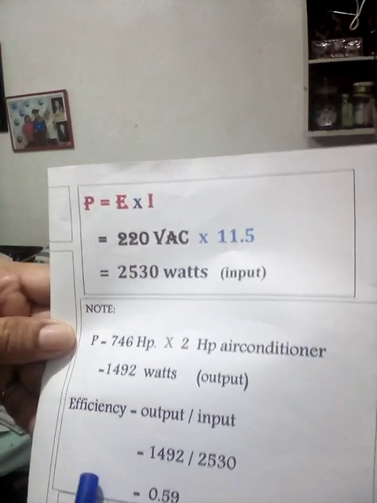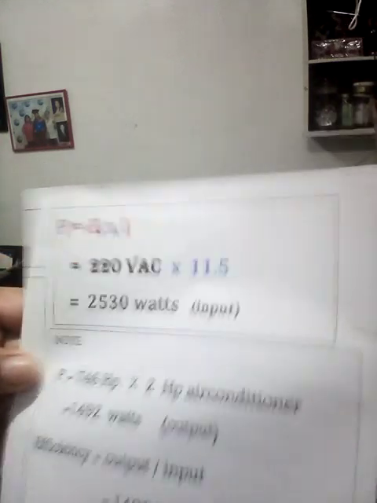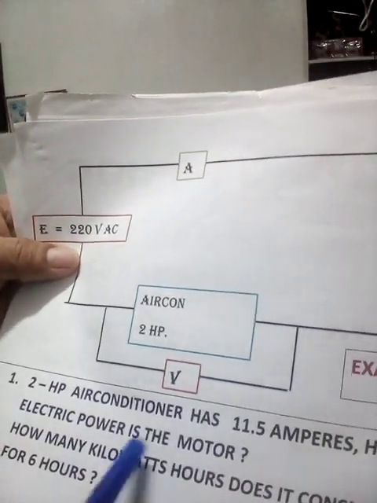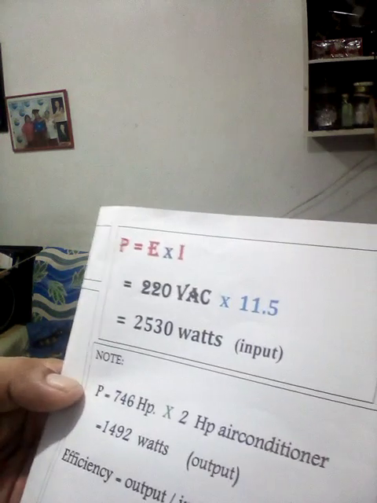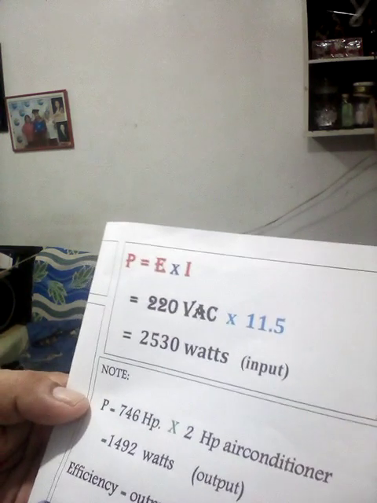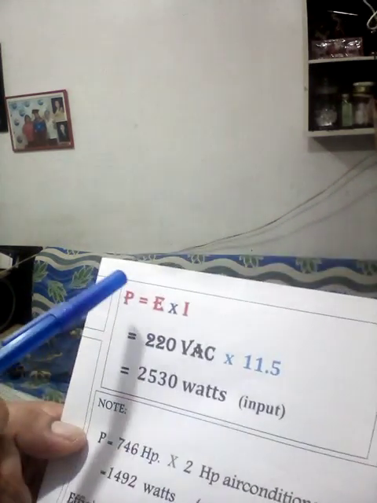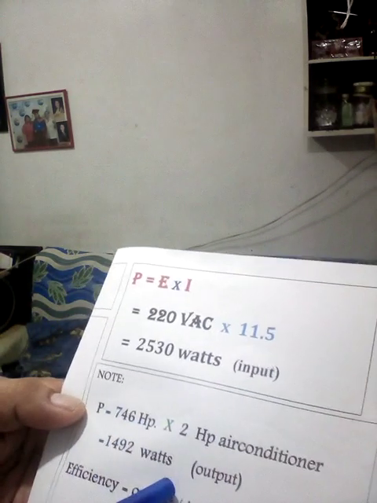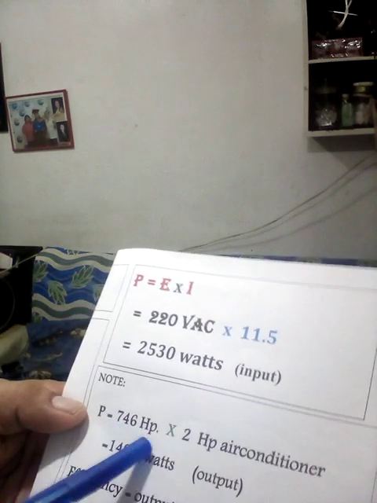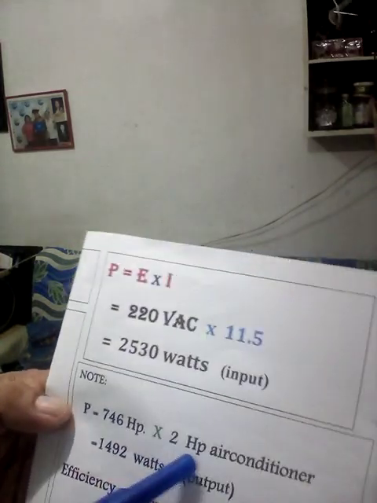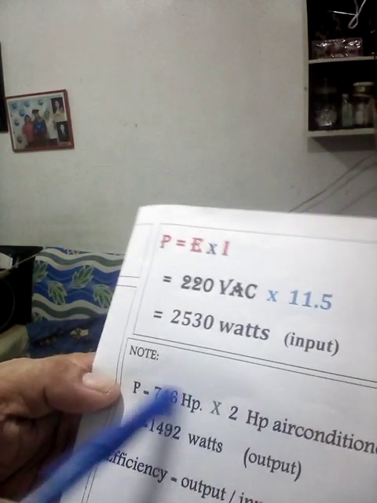So this is the answer for question number 1. A 2 horsepower air conditioner has 11.5 amperes. How much is the electric power of the motor? So may input watts po tayo, at may output po tayong watts for getting motor efficiency. So important po yung power input at power output. Yung 746 natin times 2 is 1,492 watts.